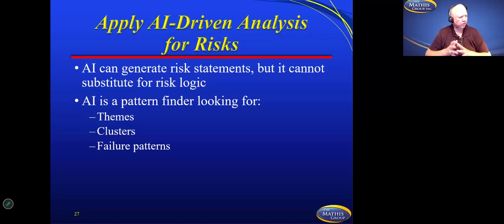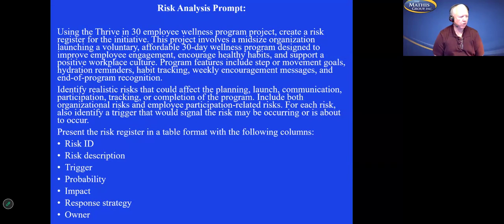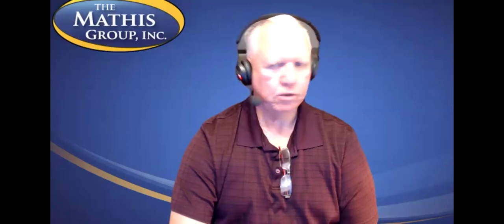AI can generate risk statements, but it cannot substitute for risk logic. What's a risk to one company might not be a risk to another. AI is a pattern finder looking for themes, clusters, failure patterns. When it's looking at something, it's predicting. In other words, it's looking at what you have and making predictions based on what it sees and what information it's looking at. So here's my risk analysis prompt that we're going to use. Here we're asking it to identify realistic risk for this project. Let's go right back to our prompt one more time so that you can see what I'm doing here.